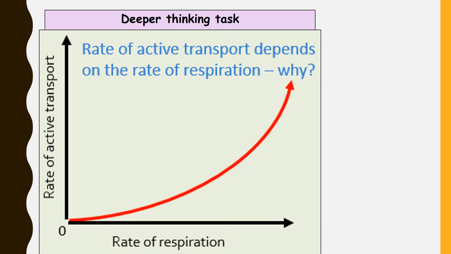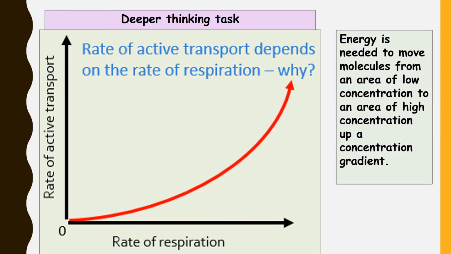So you're going to have to think back to the last chapter, a couple of chapters ago, where we were looking at the movement of substances. Why is it that it relies on the rate of respiration? Okay, so hopefully you've had a think about that. And very well done if you remember that active transport requires energy. So energy is needed to move the molecules from low concentration to high concentration, going against or up a concentration gradient. So well done if you managed to get that.